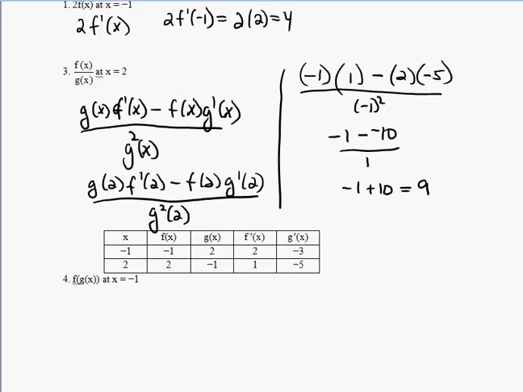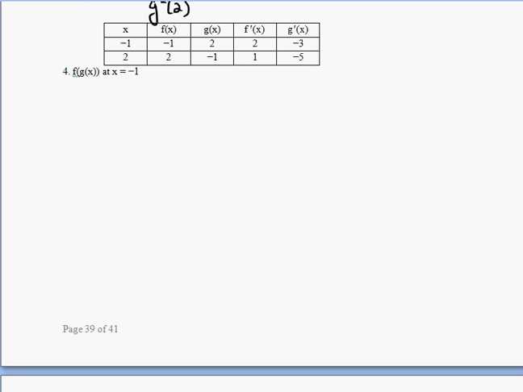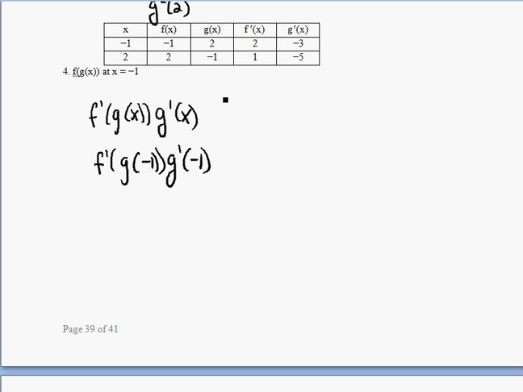Our next problem here is the same table of values, just rewritten so I can see it. Here we're using the chain rule. The chain rule says you take the derivative of the outer function, rewrite the inner function, and multiply that by the derivative of the inner function. So we get f prime of g of -1, g prime of -1. Well, g of -1 is equal to 2, so I get f prime of 2. G prime of -1 is -3. F prime of 2 is 1 times -3, which is equal to -3.